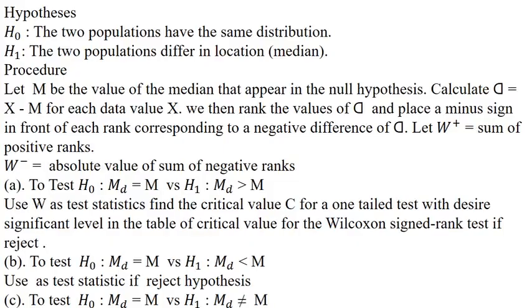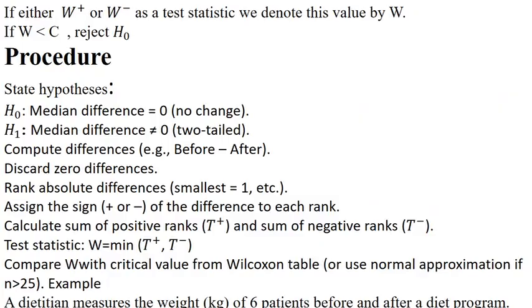So, this is for two-tailed. To test H0, given median is m, versus H1, given median is less than m, this is also used for the third test. We use the test statistic, and we reject the hypothesis if needed. Then we also have the procedure on how to calculate that.